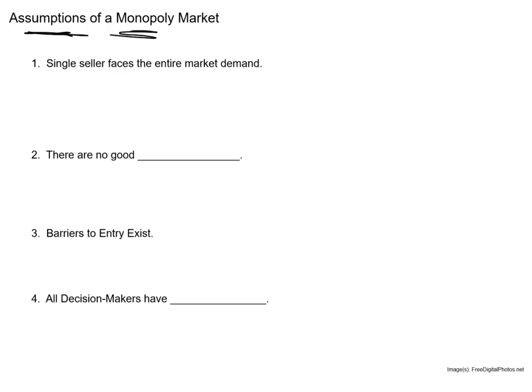So our first assumption, in a monopoly market, is that we have a single seller, right? And again, think about how that compares to a perfectly competitive market. That single seller has the power in the market. Not surprisingly, they're going to use that power to their advantage to end up in a better position.